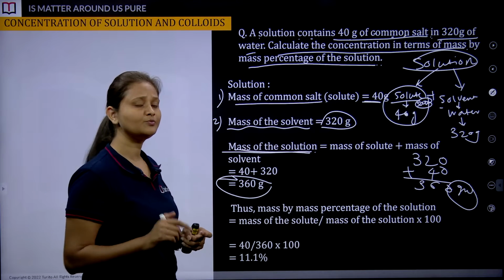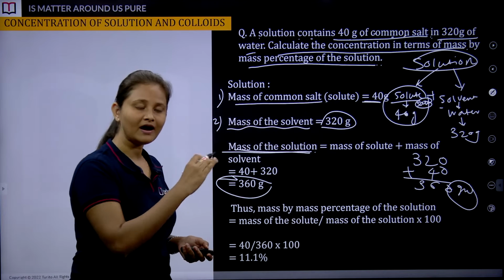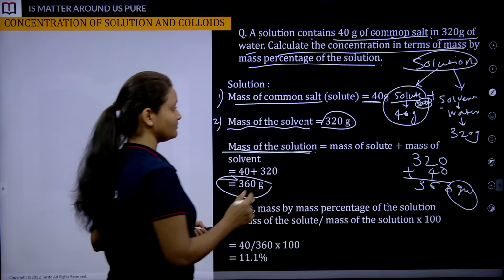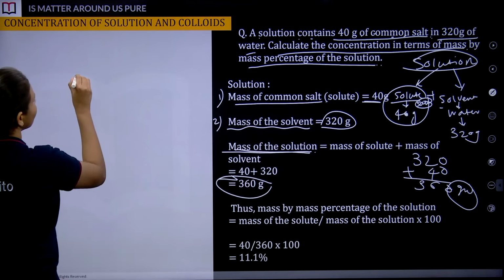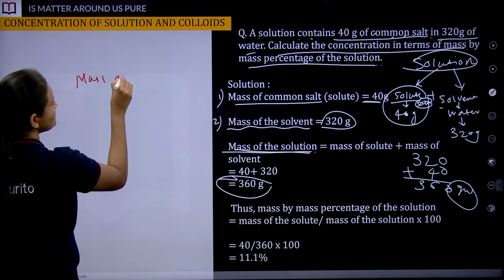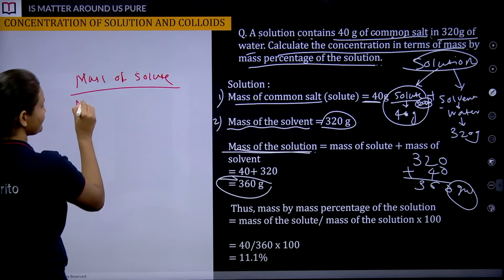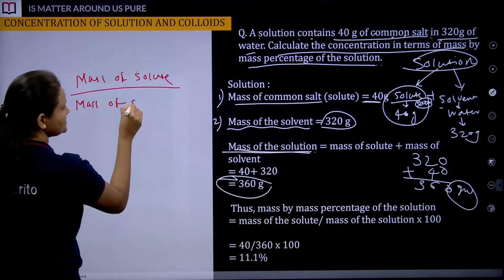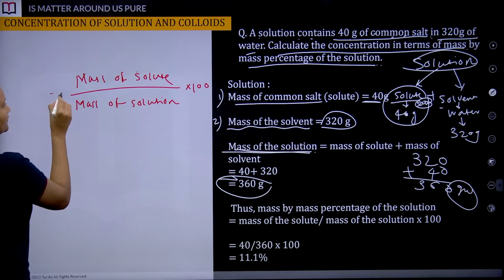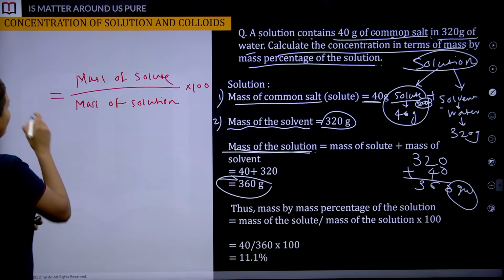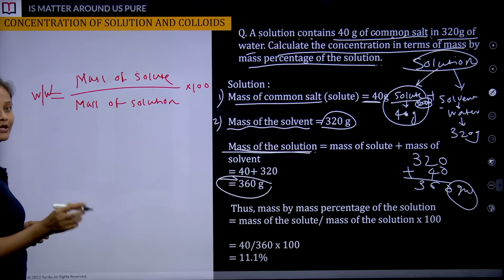Why are we calculating this? Because I hope you remember the formula, which is nothing but mass of the solute divided by mass of the solution. I am just going to write the formula here. Mass of the solute divided by mass of the solution into 100. So this is going to give you concentration. How? Mass by mass percentage is going to get calculated.